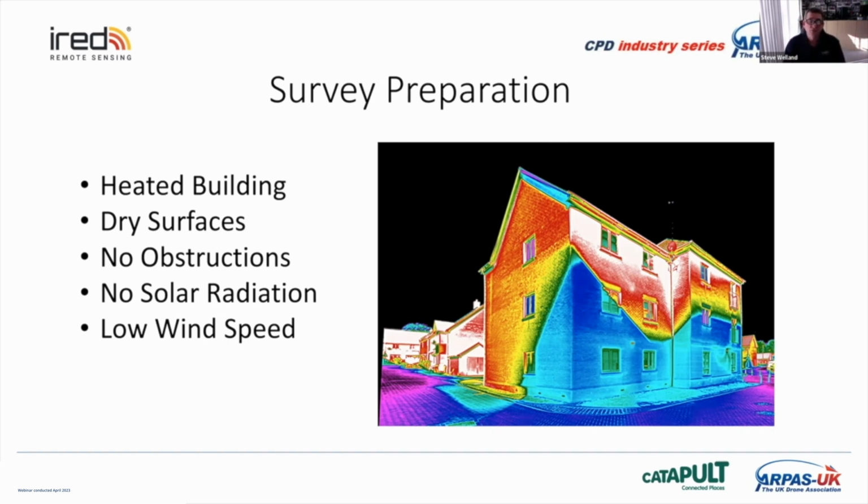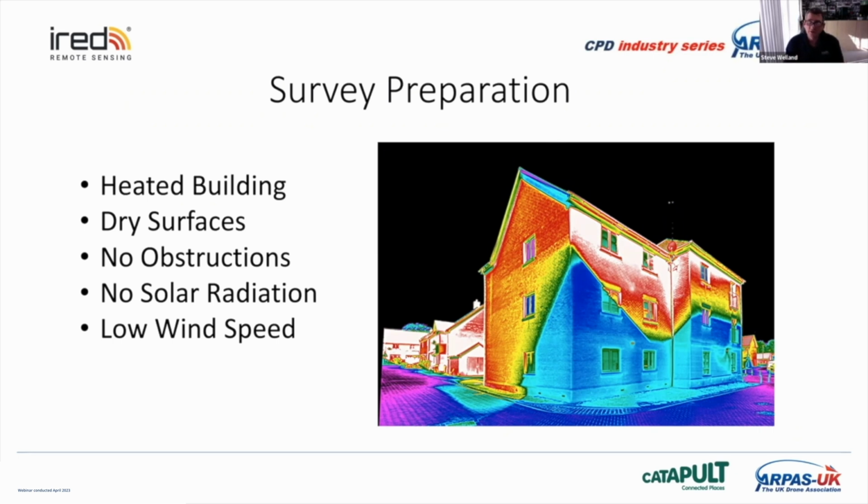We need to make sure that the surfaces are dry, and that includes dampness, because a surface that is in a condensative state has a warming effect. If it's in an evaporative state, it has a cooling effect. So those two states we don't want to enter into. So we want dry surfaces. We want no obstructions. We want as little obstructions as we possibly can.